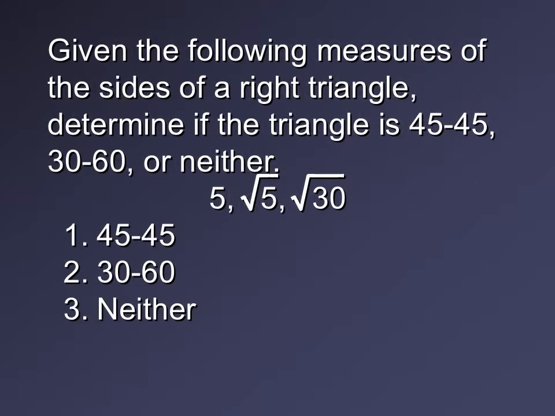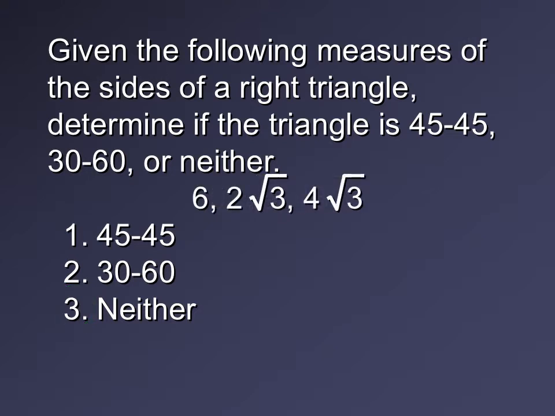So given the following measure of sides, determine if the triangle is 45-45, 30-60, or neither. So we're given 5, the square root of 5, and the square root of 30. So that doesn't fit any of our patterns, so we have neither.